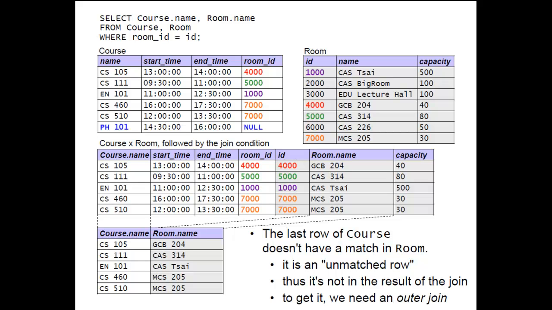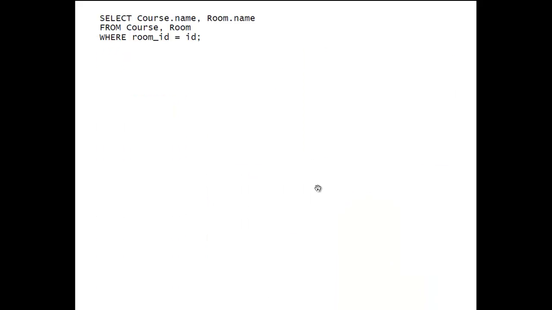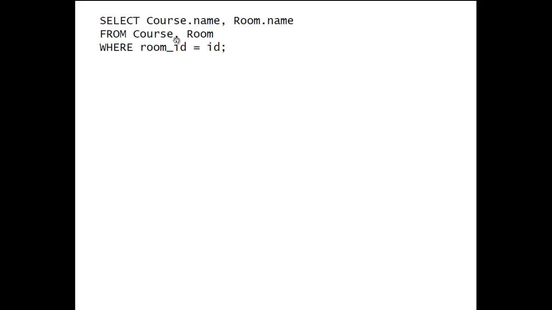To get it, we need to be able to do something called an outer join, and that's what we're going to look at now. So let's focus on how our query needs to change. Instead of just having the two tables in the from clause separated by a comma, we're going to separate them with an operator, which is the left outer join operator.